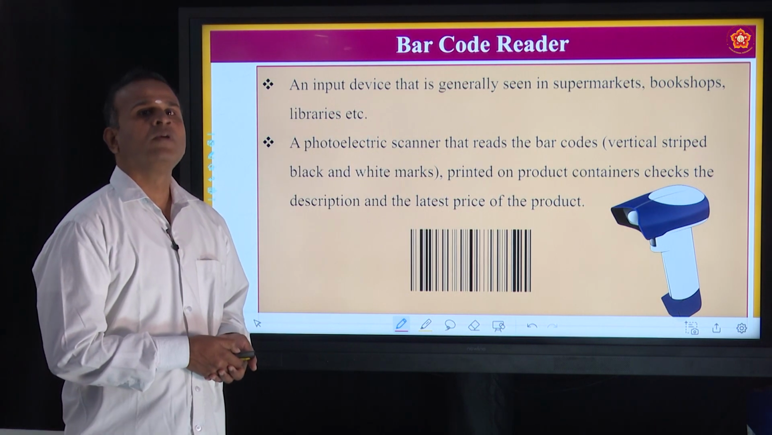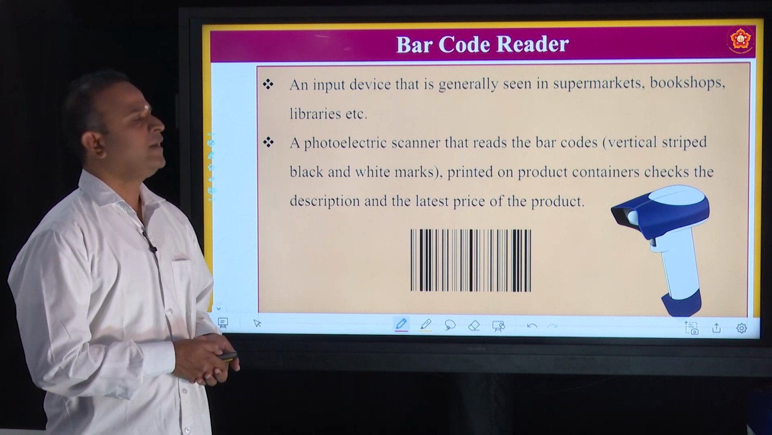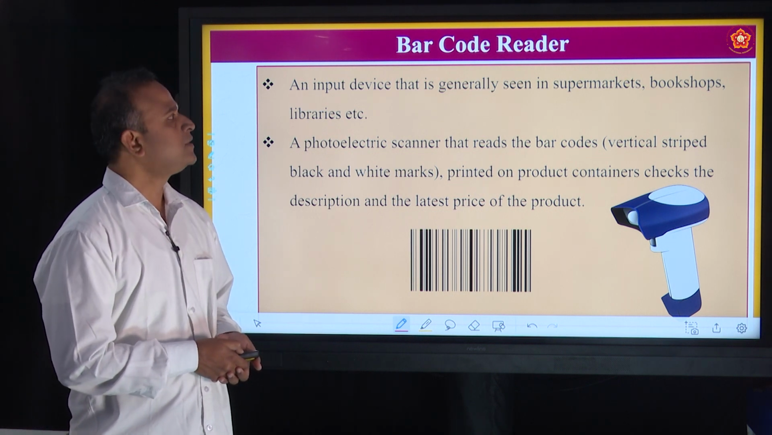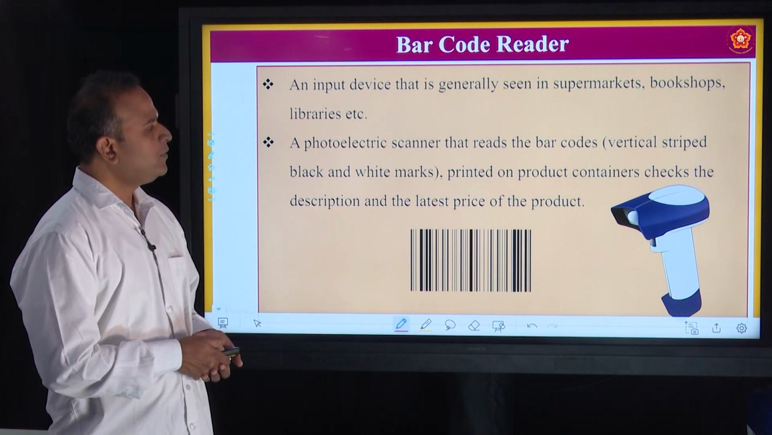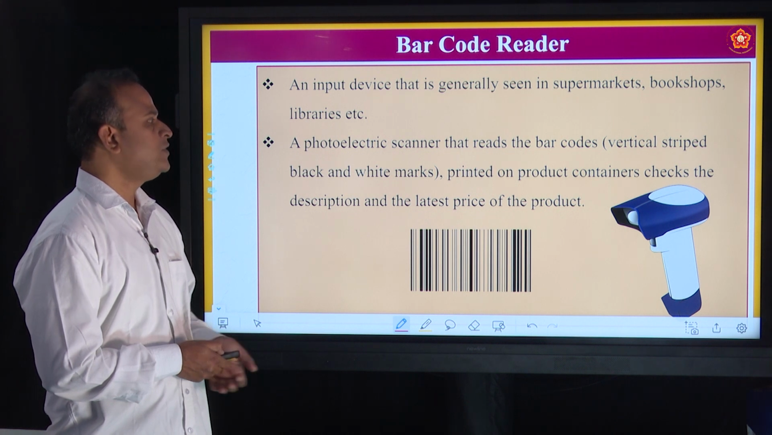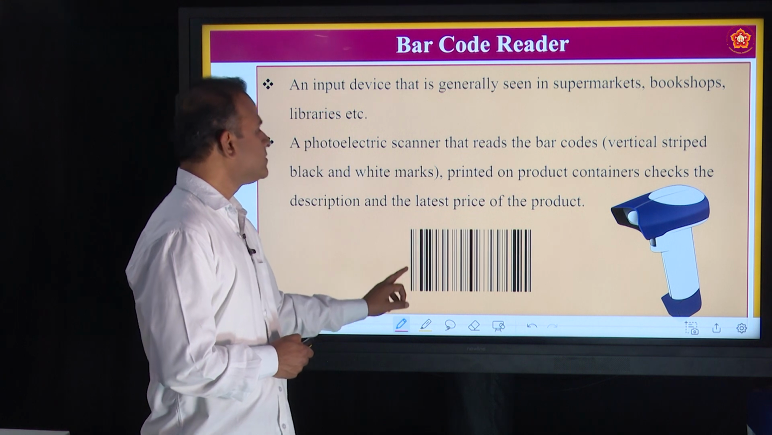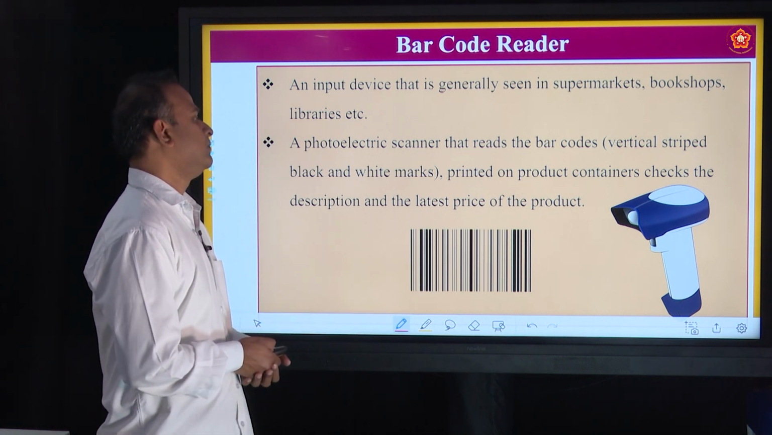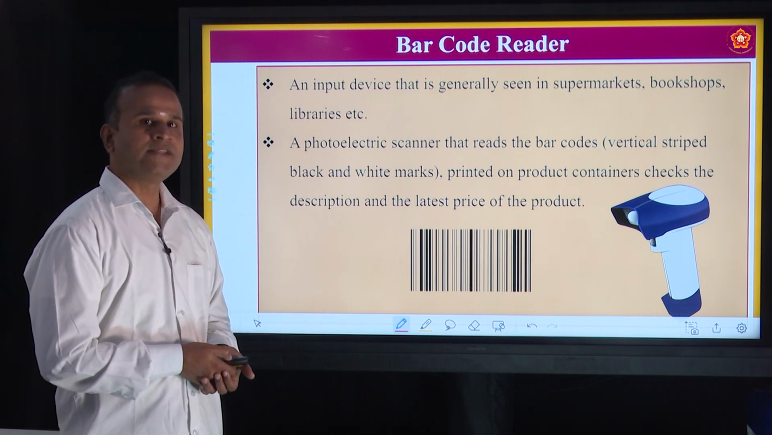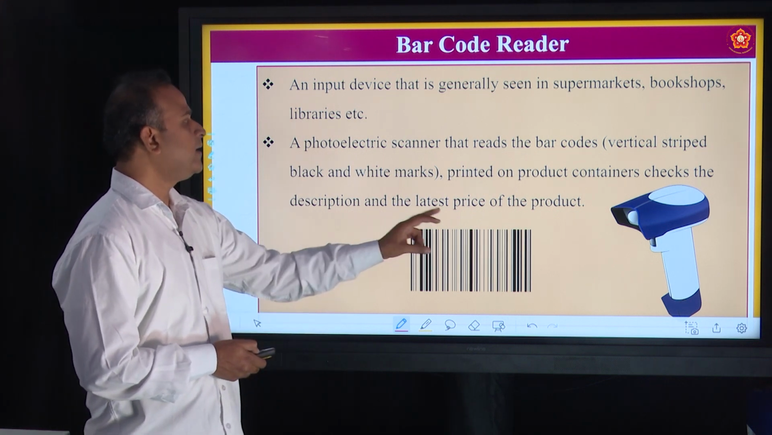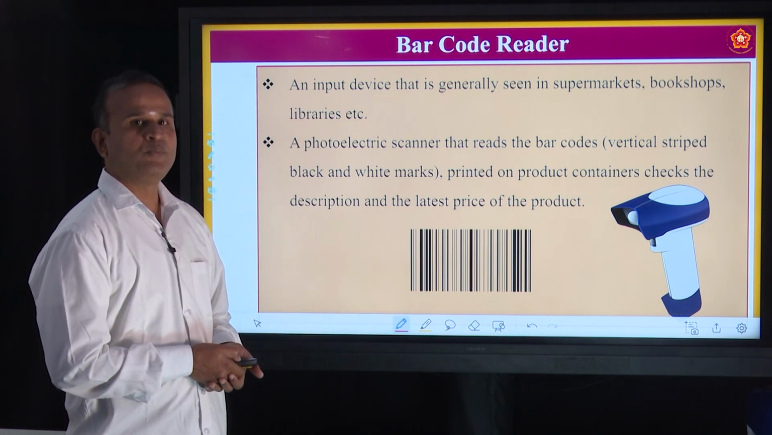Next we will talk about barcode reader. The barcode reader is generally seen in supermarkets, bookshops, libraries, etc. There will be a photoelectric scanner which can read the barcodes. The barcode is nothing but black and white striped lines printed on a label. So this barcode will have the product information, price information, etc. This scanner reads these vertical striped lines and provides the input to the computer.